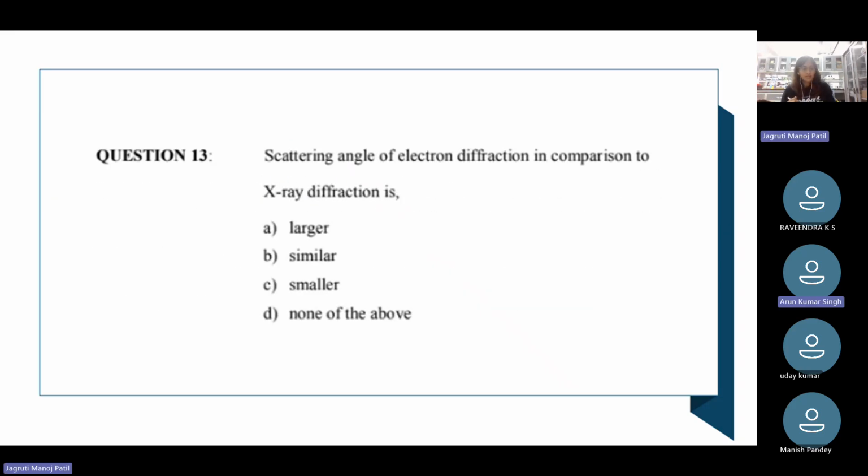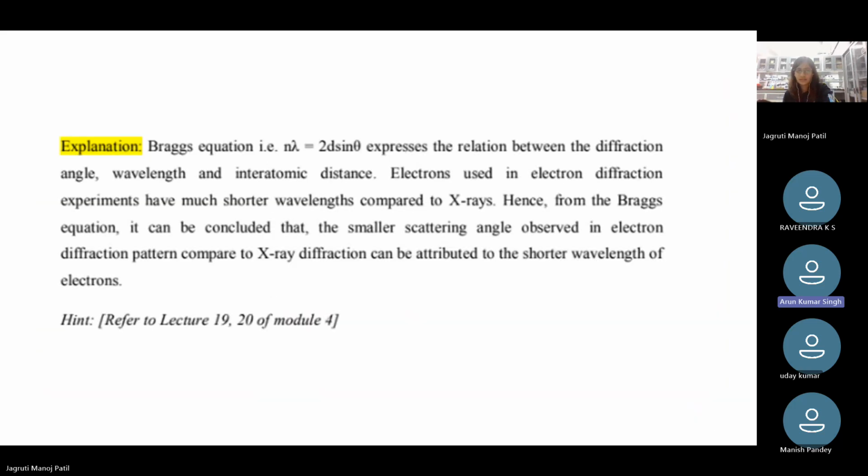Okay. Scattering angle of electron diffraction in comparison to X-ray diffraction is what? So it's similar, if you look at the Bragg's equation, you have n lambda is 2d sine theta, and there you have the effect of your diffraction related effects. But yeah, someone was saying anything? Smaller. Yeah, why? The theta is very small, so sine theta is almost equivalent to theta. Yes, exactly.